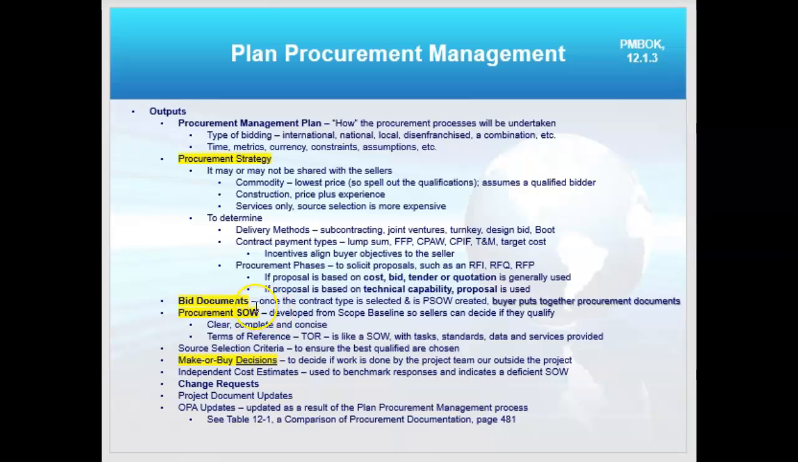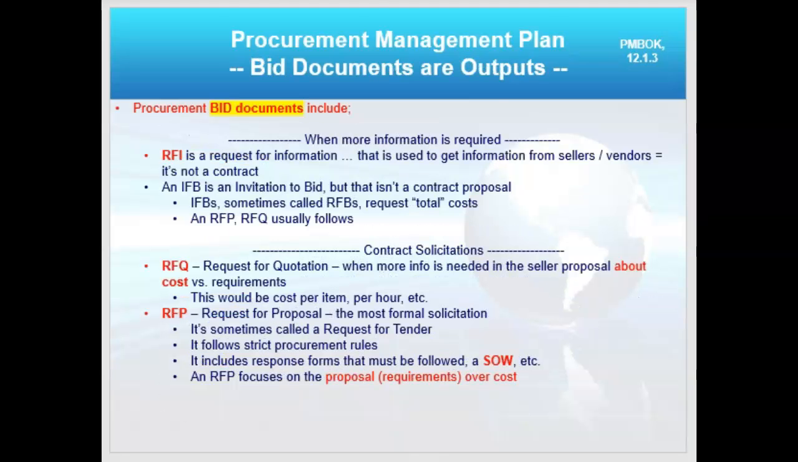I would develop my bid documents, and I put these together. I would write out the procurement statement of work, or PSOW. It's probably going to be a subset of my overall project statement of work. I would list my source selection criteria detailed in the plan, and the make or buy decision from the tool called make or buy analysis, right? I would gather some independent cost estimates and put them in my plan.